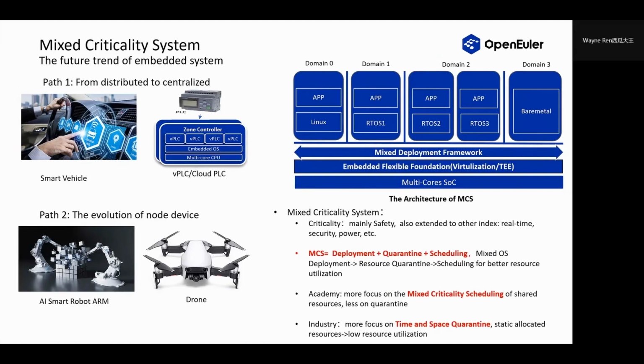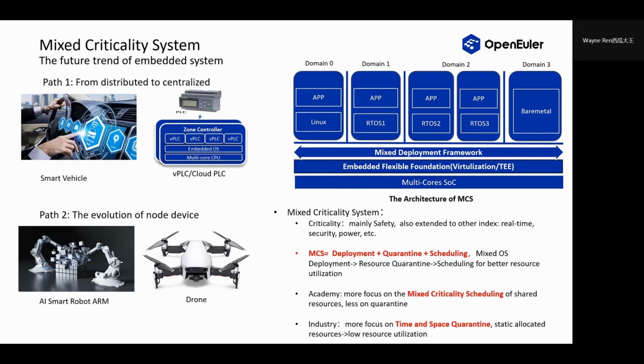So let's go a little further into the mixed criticality system. The criticality here mainly refers to safety, for example, the ASIL A, B, C, D levels in automotive, but it also can be extended to other indexes like real-time, security, and power. From the viewpoint of openEuler Embedded, to implement an MCS, there are 3 phases. Do the mixed OS deployment first, then implement resource concurrency, and finally achieve better resource utilization by scheduling.